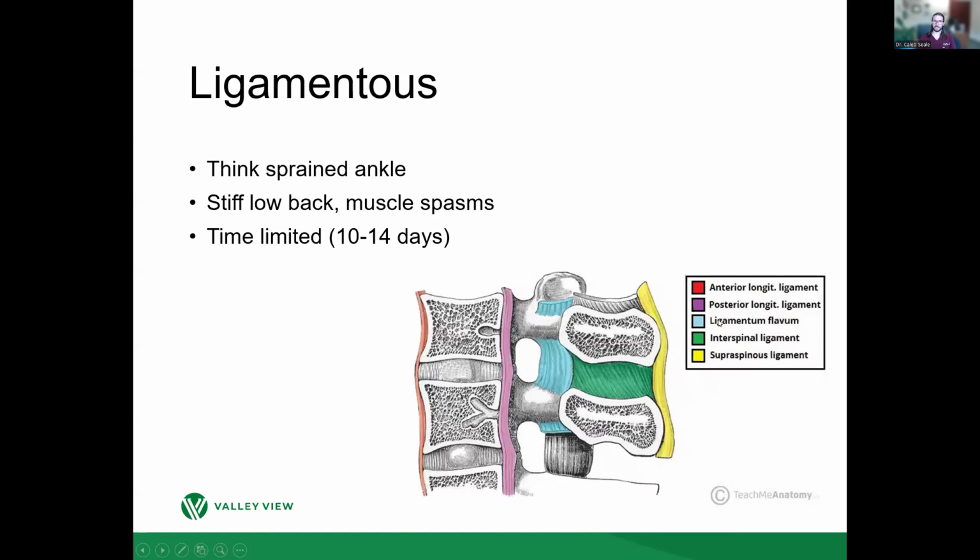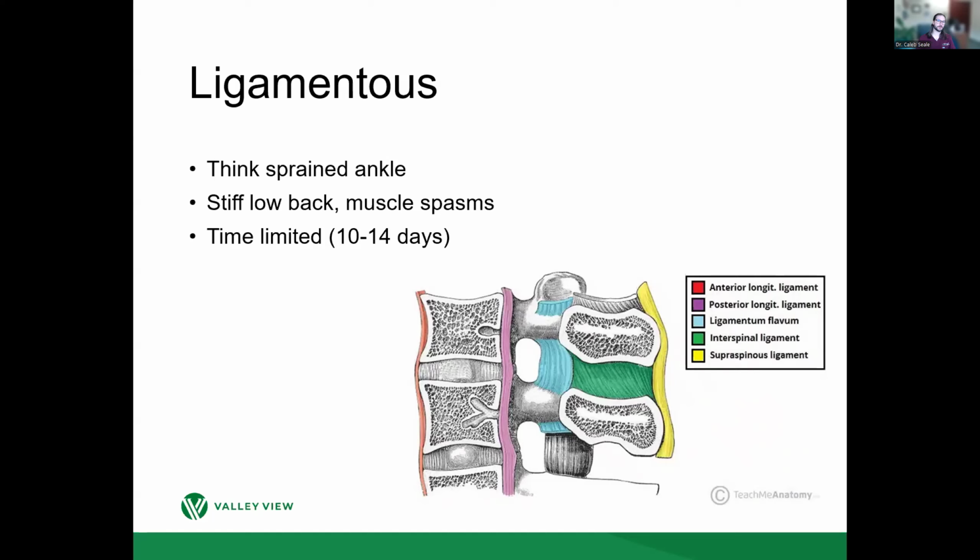So just again to talk about the ligamentous injuries. So think of a sprained ankle. You can have a sprain in the ligaments of your back. Often in the cervical spine, if you're in a car accident and you have whiplash, it's often a ligamentous injury.